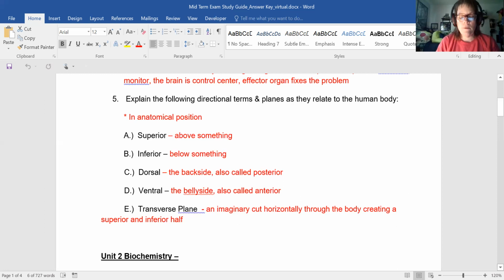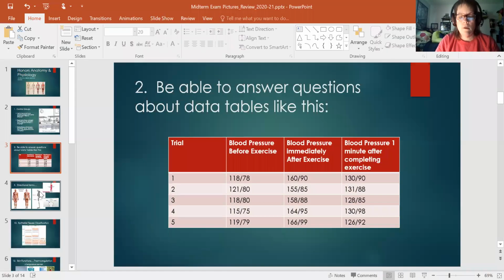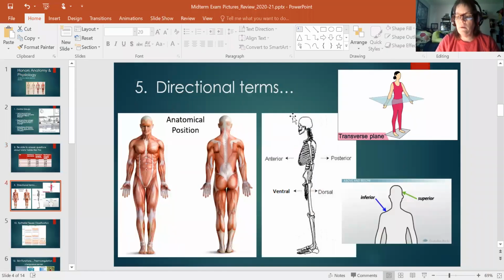And then we had several different planes, which are those imaginary lines that divide the body up into sections. And the transverse plane is the one that cuts horizontally, this way, which is going to create a superior and an inferior half. So let me show you a few pictures that can help you with this.